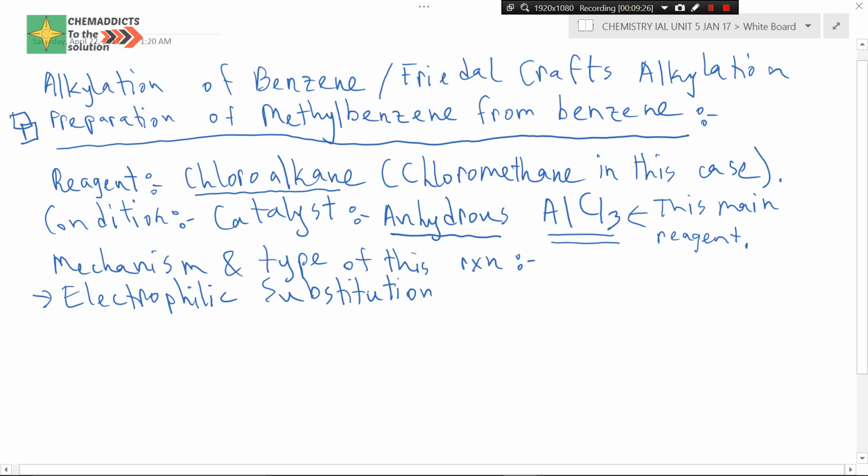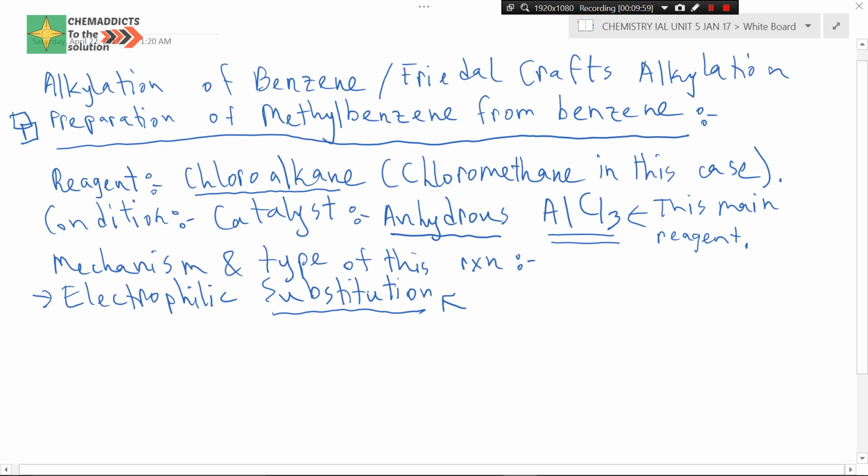Since addition in benzene would cause benzene to lose its delocalization and hence its stability. So benzene generally favors substitution, not addition. So most of the reaction is substitution. If you have noticed, some of the reaction is addition, just like bromine reacting with benzene, that would be an addition reaction, but in this case substitution would occur.